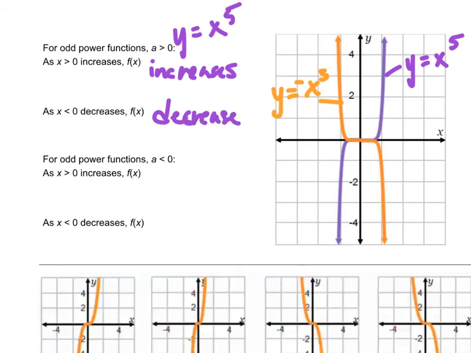On the other one, let's say you have the equation y equals negative x to the fifth, where your leading coefficient is negative, that's where that negative comes from. Then as x increases, what we notice is that the y values decrease. So the f of x decreases. And then as x gets more negative, the y values actually increase. And so that's what's going on.